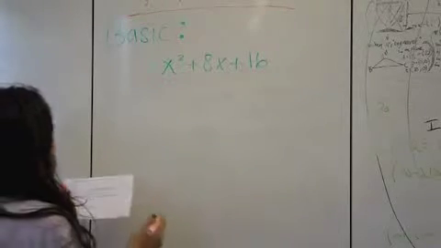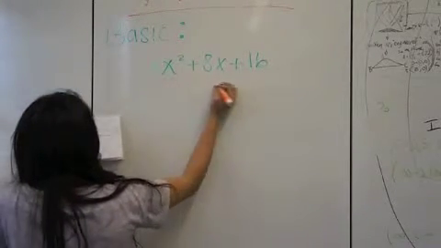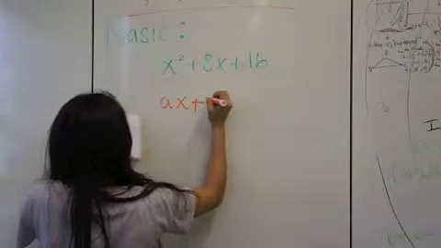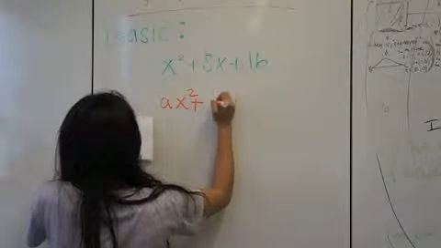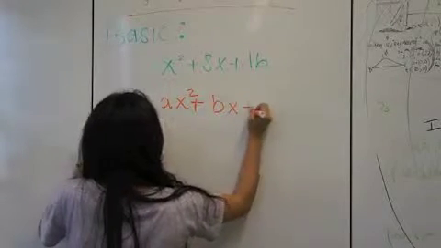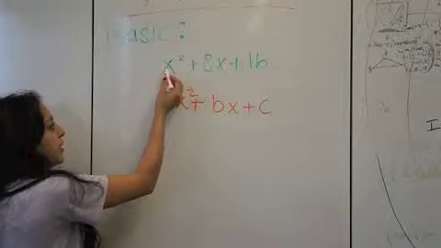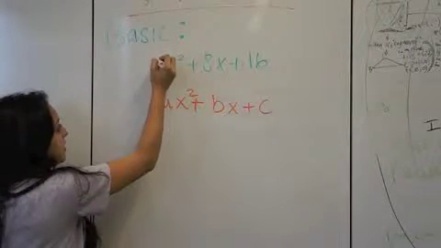So if you look at the steps that I showed you, this is the same as ax squared plus bx plus c. A is just the variable that goes in front of the x, so in this case it would be an invisible 1.